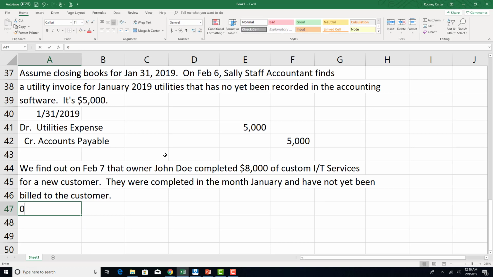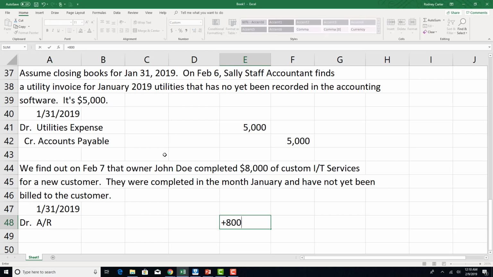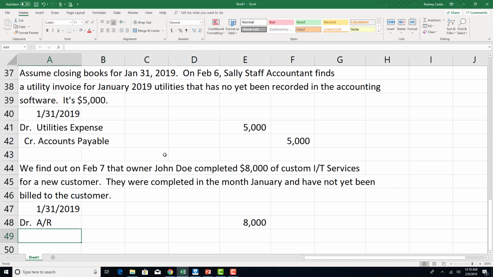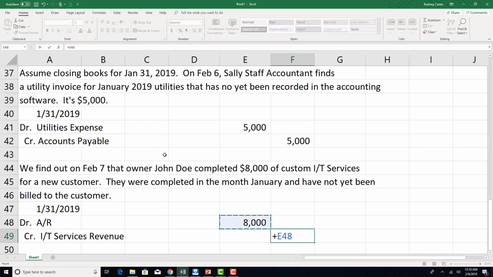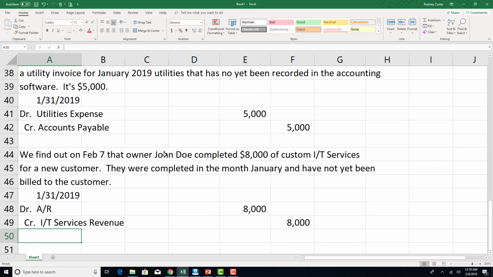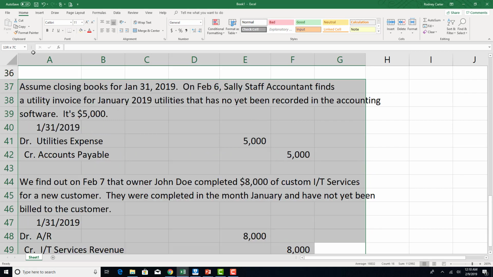This is very similar. We're going to book this entry as an adjusting entry on the 31st of the month because it was completed in January. We're going to debit accounts receivable because this customer now owes us $8,000 because the owner had completed the custom job, and we're going to credit IT service revenue because we need to record revenue in the month of January that was completed and performed in the month of January. So these are two good accrual entries right here.